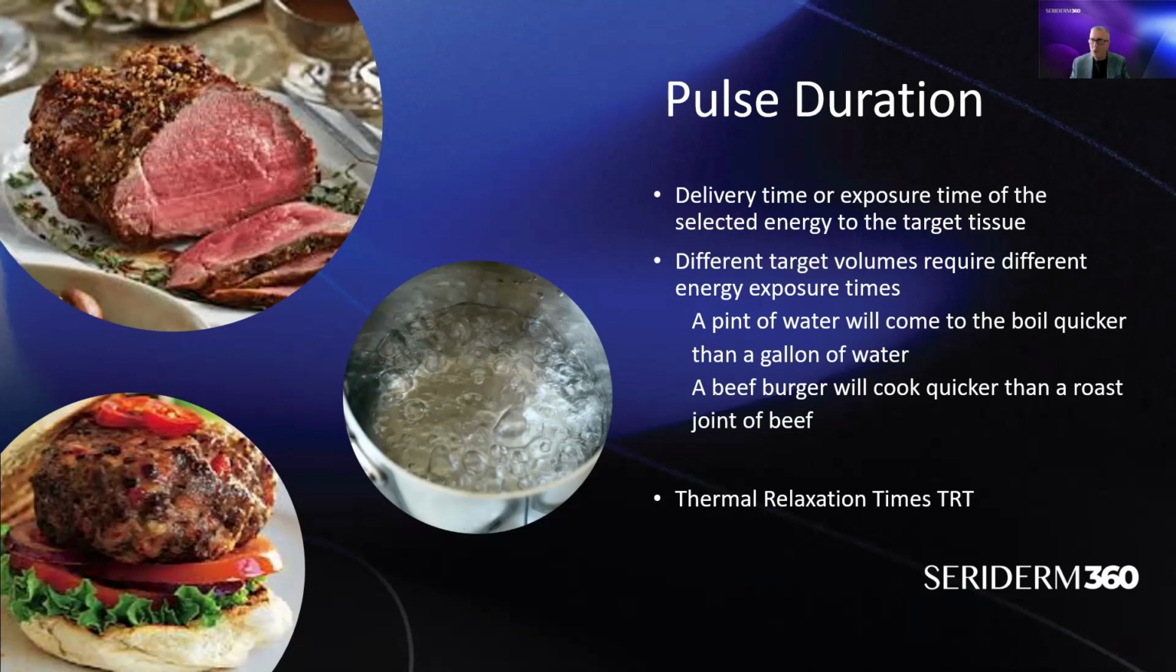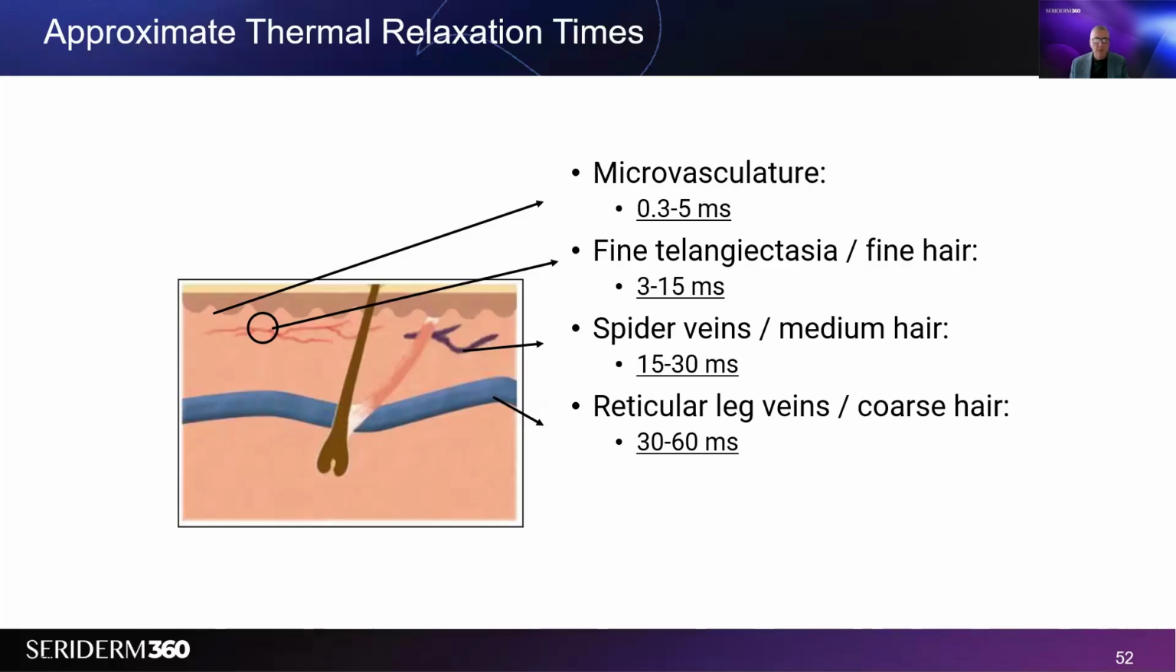Remember, everything should be done in a controlled test patch procedure. So typically when we want to stimulate the microvascular network, we would look at pulse durations from around about 0.3 milliseconds or 300 microseconds up to about 5 milliseconds. Fine telangiectasia, fine hair, 3 to, I would say, 10 milliseconds. Medium, 10 to 30 milliseconds. And then when we start to go in coarse hair, 30 to 60 milliseconds. And leg veins, again, I typically use 30 to 50 milliseconds.